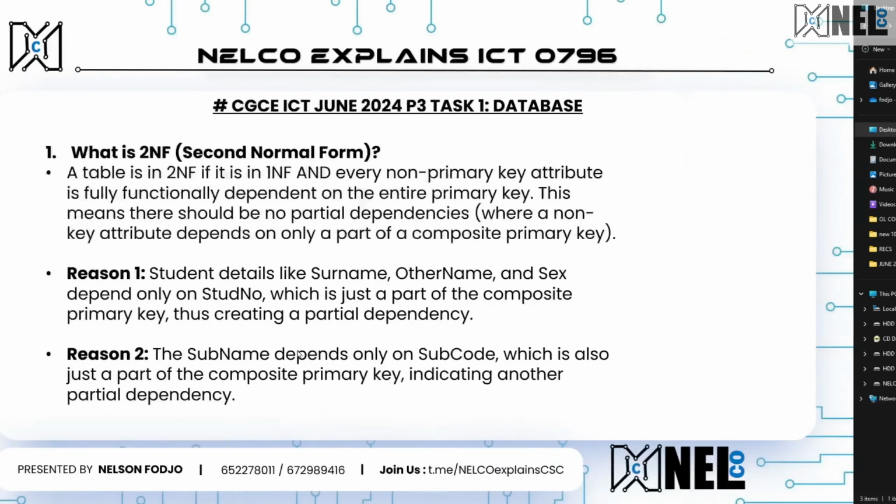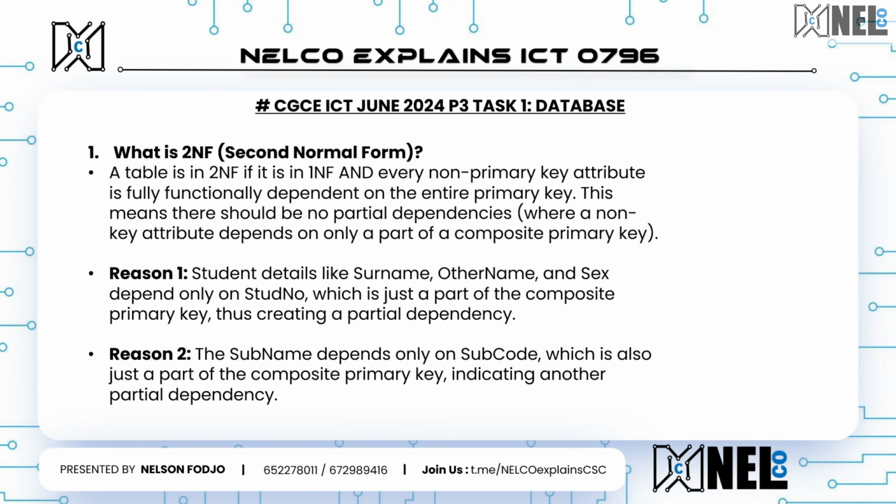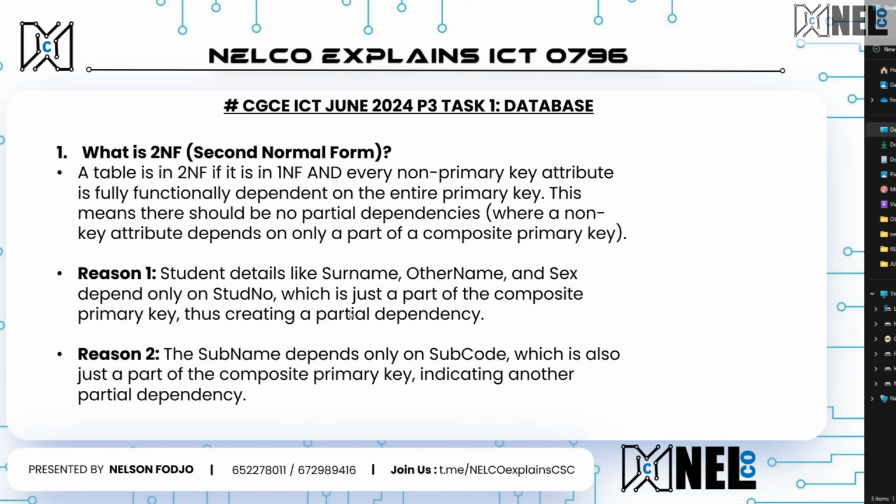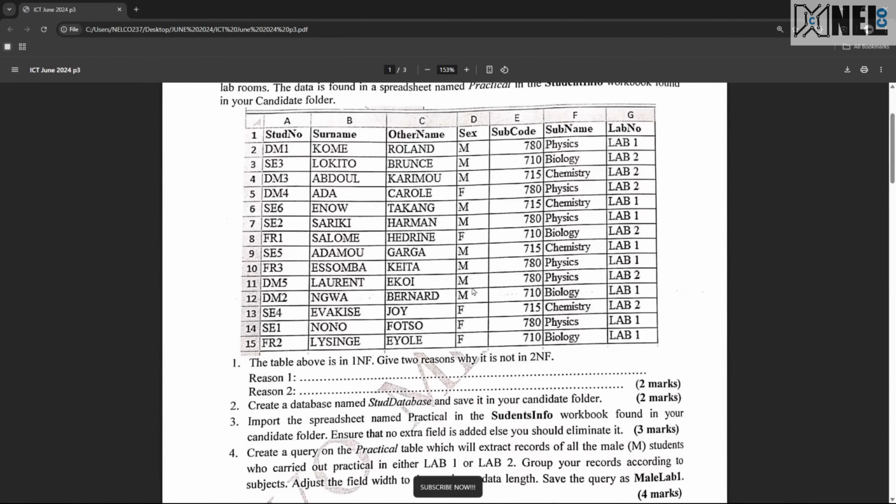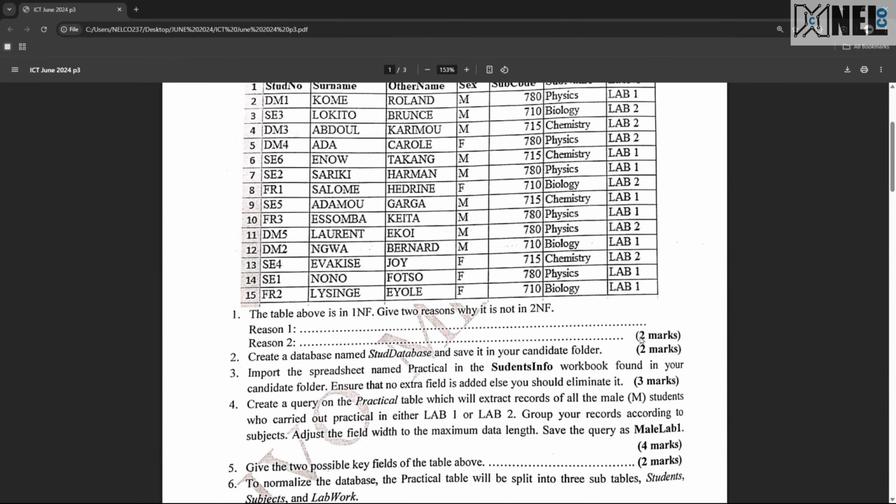We have seen the second reason. The subject name, which depends on subject code, is also just part of the composite primary key, indicating another partial dependency. So we saw some sets of partial dependencies, stating that the table is not in second normal form. Alright, now that we have answered the first two questions, two marks in total.